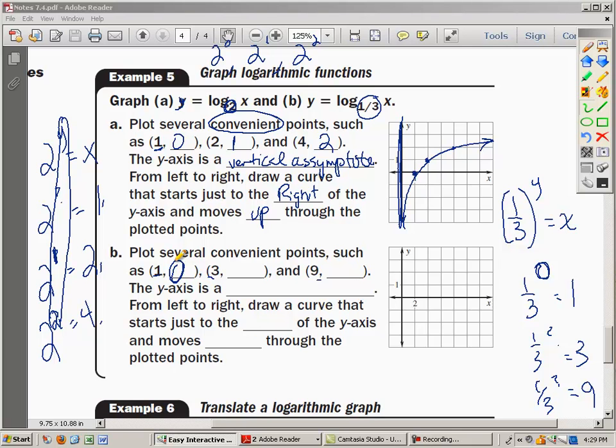Now, this next one's a little trickier because I want to know what power I raise 1/3 to get 3. Well, I'm going to have to raise it to a -1 power because that helps me flip 1/3 over and make it 3 over 1. So when x equals 3, y equals -1 because 1/3 to the -1 power gives me 3. The same is true for 1/3 to the -2, because 1/3 to the -2 flips upside down and becomes 3 over 1 to the +2, and 3 squared is 9. Once again, the y-axis is a vertical asymptote.